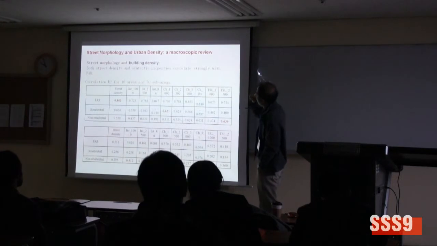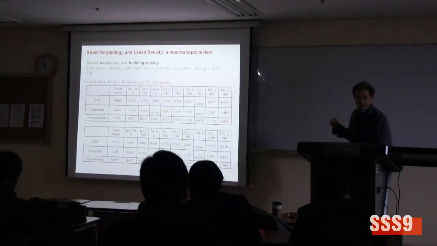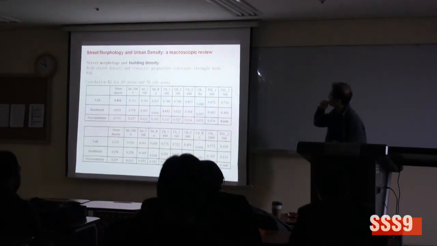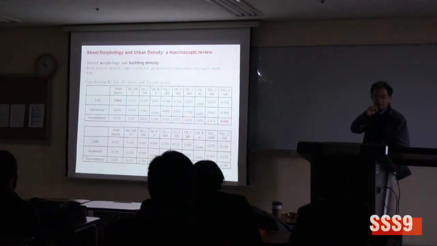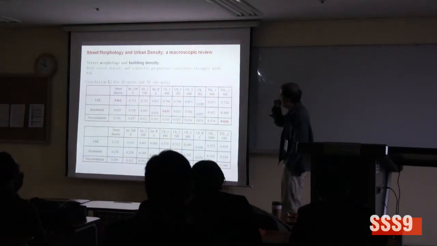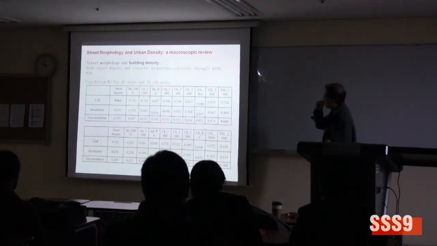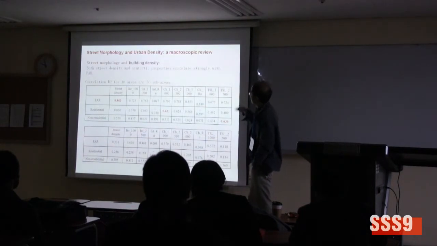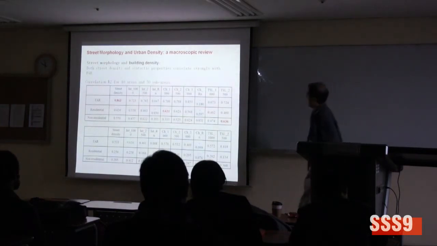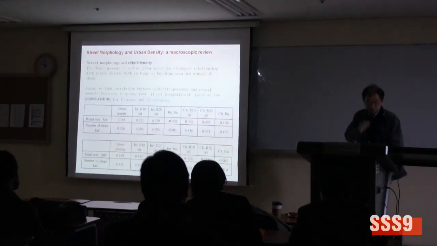And second, we did the correlation between street morphology and building density. Both the street density and the syntactical properties correlate strongly with the FAR for both the 10 areas and the 50 sub-areas. Similarly, for the syntactic properties, when you analyze going up to larger scales, the correlation goes down.